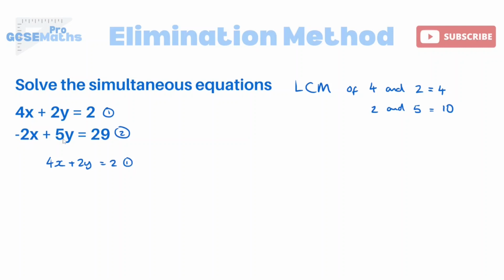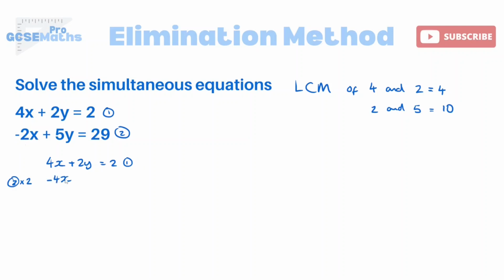Well, how do I go from 2x to 4x? What do I need to multiply by? Well, I have to times by 2. I can't just times this by 2 and make 4x, because then it wouldn't be the same equation, would it? I have to multiply the whole of equation 2 by, in this case, 2. So equation 2 multiplied by 2, we get minus 2x times 2 is minus 4x.